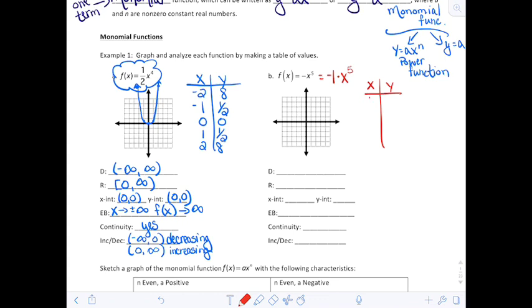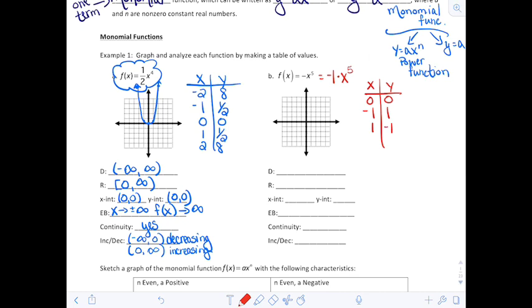Okay, I'm going to plug in 0 to start with. That'd be nice and easy. Of course, I get 0. If I plug in -1, -1 to the fifth power would be -1. But the opposite of that is a +1. If I raise 1 to the fifth power, that's a +1. But then I take the opposite of that, and that's going to be -1.